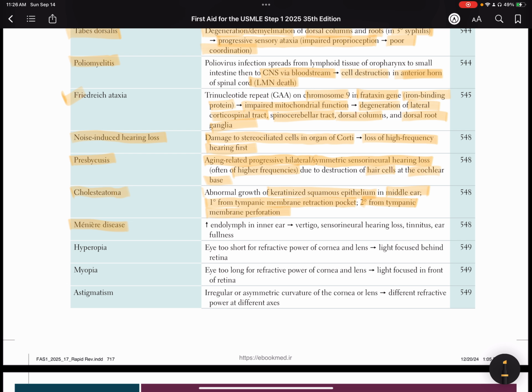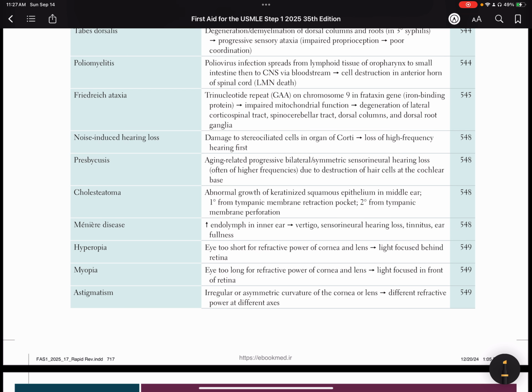Next is Meniere's disease. Meniere's disease is increased endolymph in the inner ear, causing vertigo, sensorineural hearing loss, tinnitus, and ear fullness.